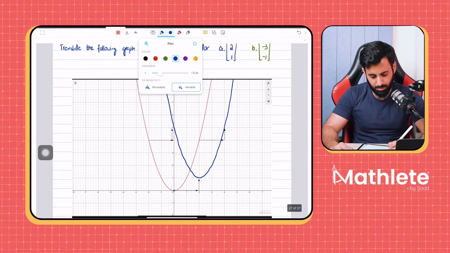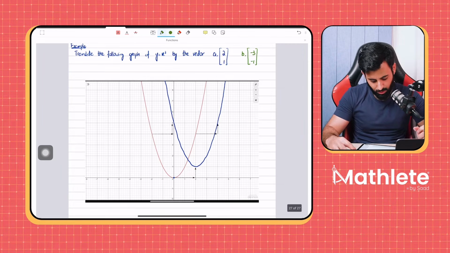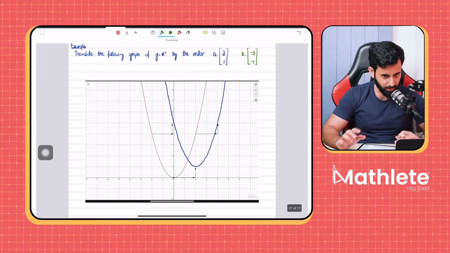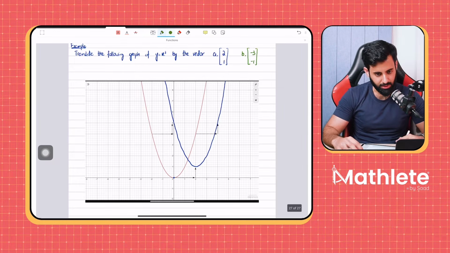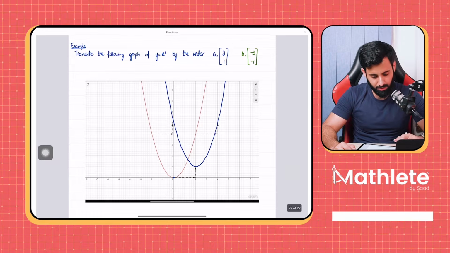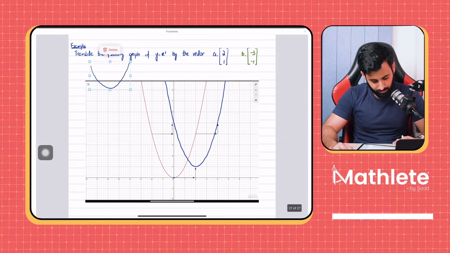Now what about part B? What's going to happen in part B? The vector is (-3, -1). What are we going to do now? Graphically, don't worry about what the equation will look like. Let's see the graphical side of things first. Minus 3 means it's going to move 3 units left and 1 unit down. That's correct.